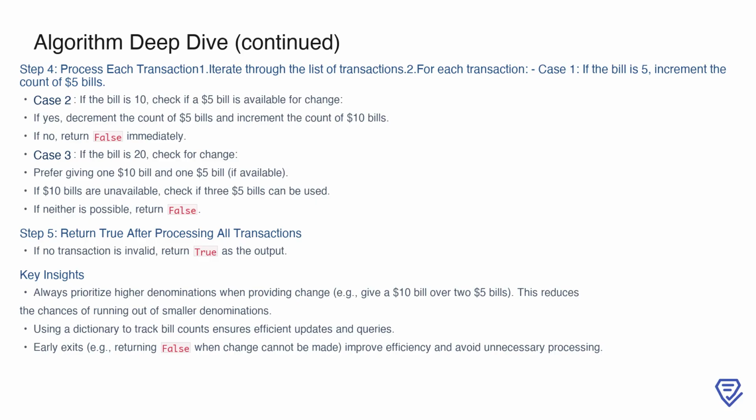The key insight here is to always prioritize higher denominations for change. This strategy reduces the likelihood of running out of smaller bills later. Additionally, using a dictionary for bill counts ensures that updates and lookups are efficient, and implementing early exits when change cannot be given avoids unnecessary computation.